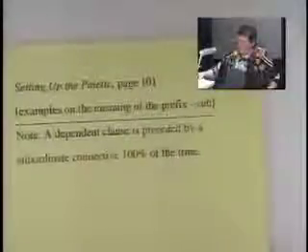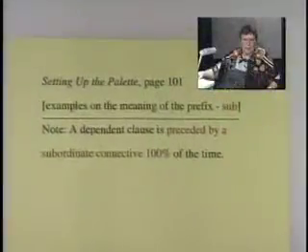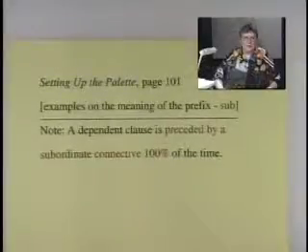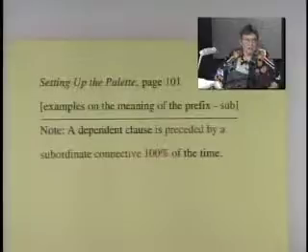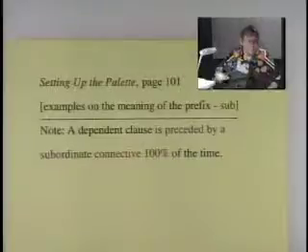And I want you to highlight the note. I'm going to give you a little bit of added information here, but I want you to highlight the fact that a dependent clause is preceded by a subordinate connective 100% of the time. There is no exception. The moment you tell me you're looking at a dependent clause, my next question is, where is the subordinate? And preceded by means what, Vince? Does the subordinate connective go at the beginning, the middle, or the end of a dependent clause?